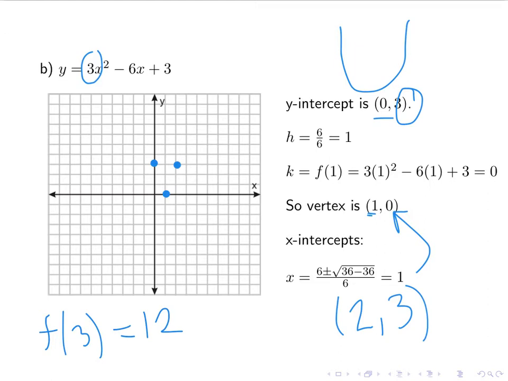My graph only goes up to 10, so I'm going to have to guesstimate a little bit here, but it'd be right around, say, there. Again, using symmetry, I could use the fact that 3 is off of 1 by 2. So if I go back 2, which would be -1, I'd have the same y value. So at x equals -1, I'm also going to have 12. Okay, so using symmetry can help because I can double the points with half the math.